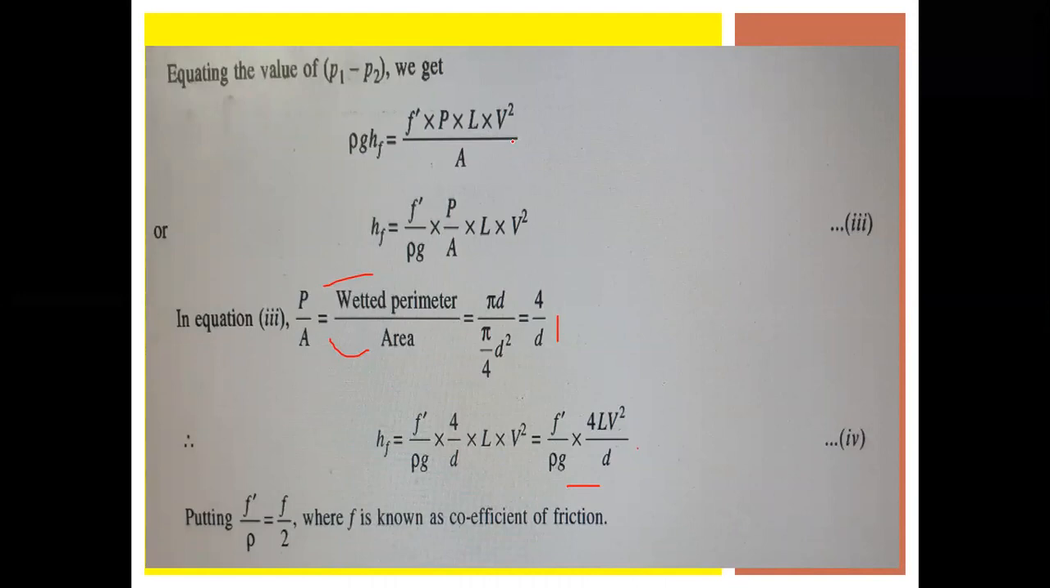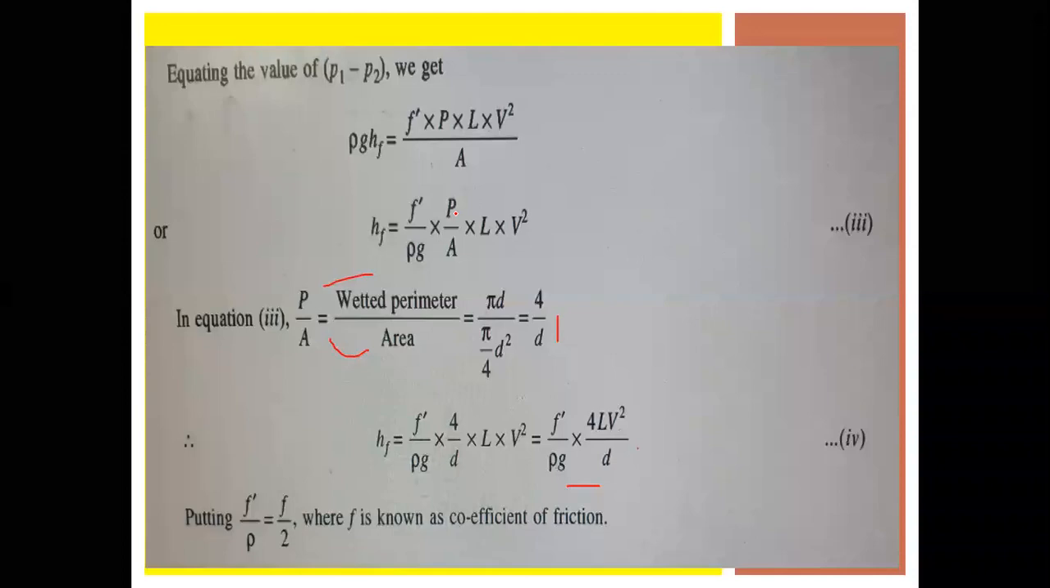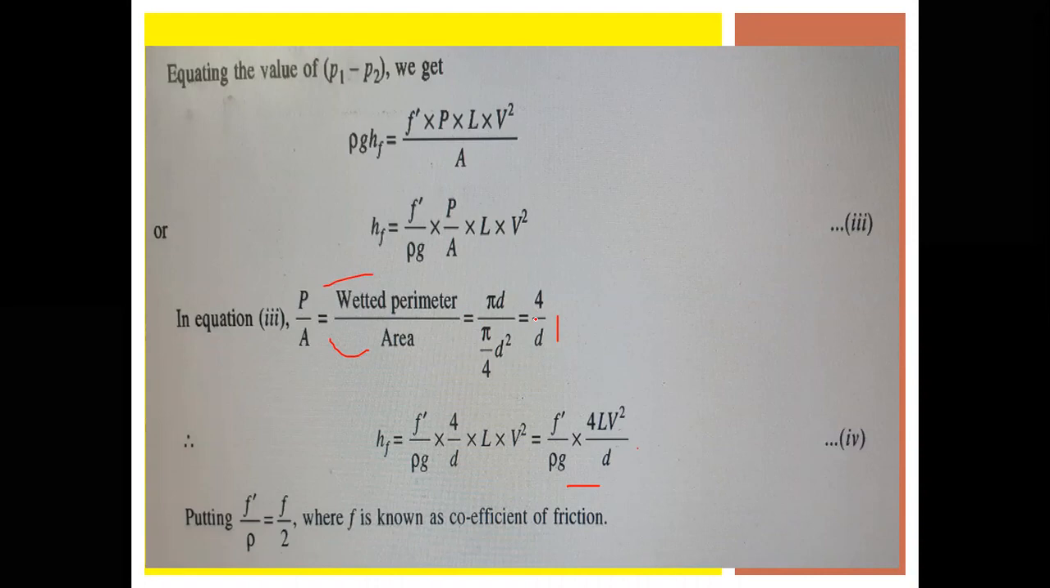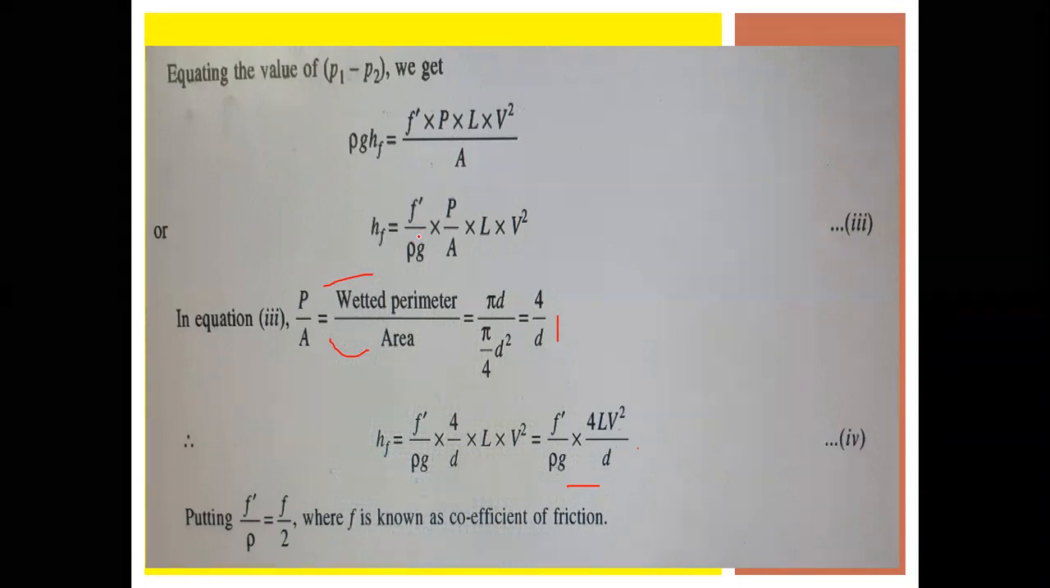So finally, what we have to get is the friction head loss. Therefore, taking it on the left hand side, HF is equal to F dash by rho g into P by A into L into V square. In this equation, P by A means perimeter by area. So how are we writing this? Pi d divided by pi d square by 4. If we simplify this, we get 4 by d. So applying in this equation, HF is equal to F dash divided by rho g into 4 by D into L into V square. If we simplify further, we get this one, right?